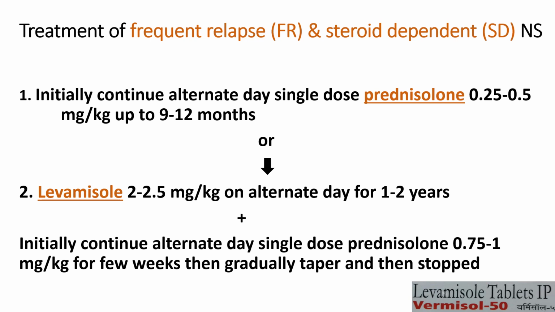And with this, initially we have to give alternate day single dose prednisolone 0.75 to 1 mg per kilogram for a few weeks. Then gradually we have to taper and stop it by 3 to 6 months, and levamisole will be continued for 1 to 2 years. But after stopping levamisole, relapses are very common, very frequent, and side effects are very few with levamisole, but the relapses are frequent after stopping it.